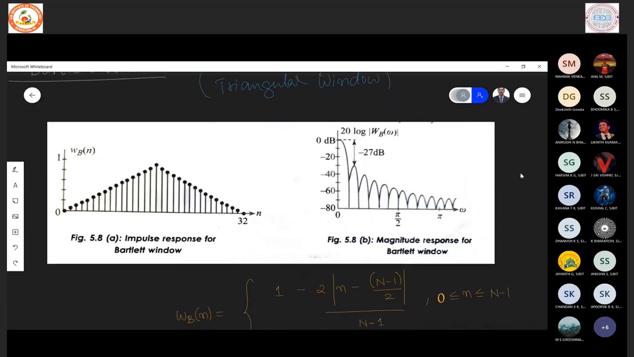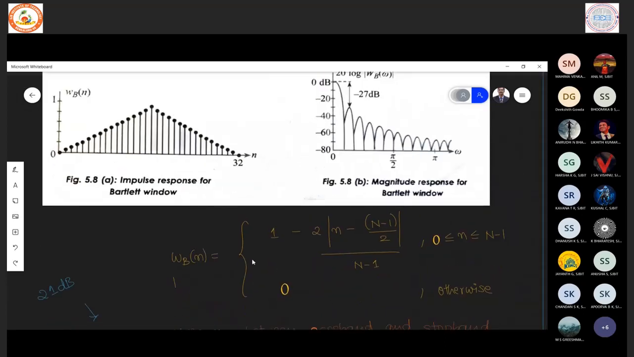Now, the window function for the triangular window is given by the equation: WB of n equals 1 minus 2 times the magnitude of n minus (N minus 1)/2, divided by N minus 1. We substitute values of n from 0 to N minus 1, where N is the length of the impulse response.